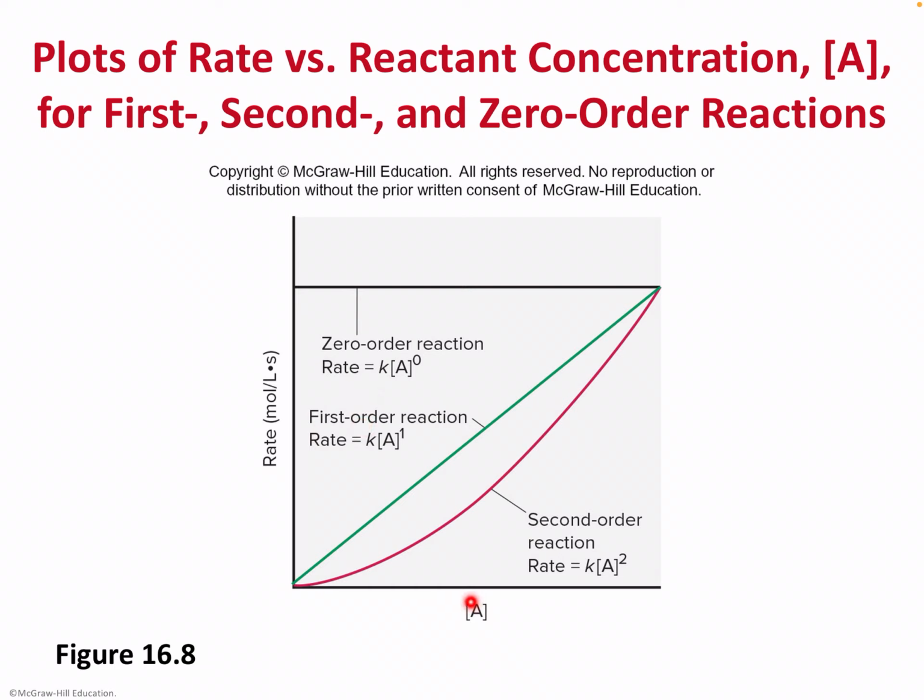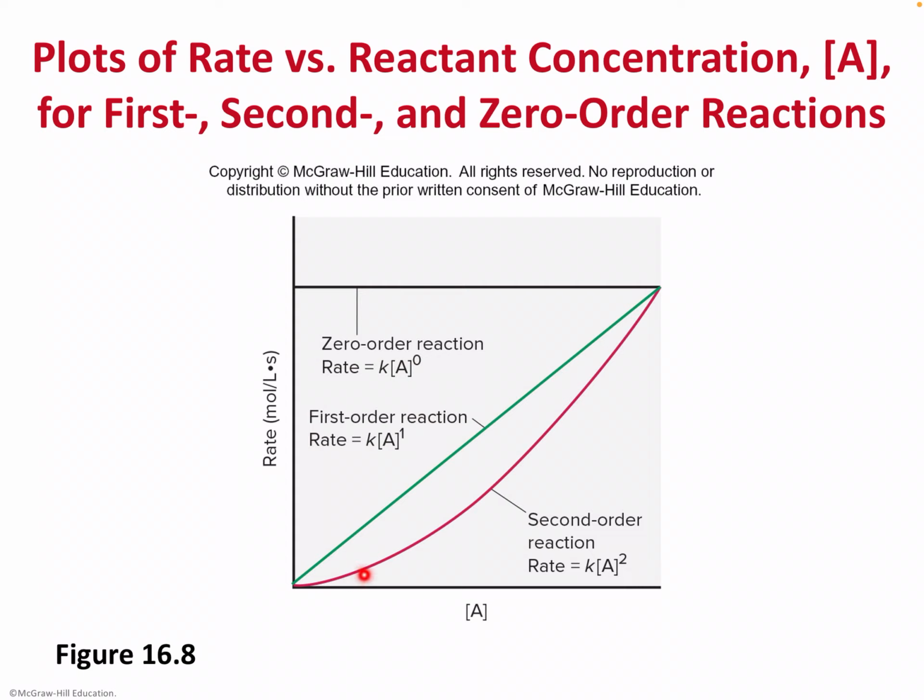Now for a first order reaction, as the concentration doubles, rate doubles. So it is a linear relationship, first order reaction. So we can write rate equals k, the rate constant, times [A], the reactant concentration, raised to the power 1, which is a first order reaction. And this is how we represent a zero order reaction, A raised to the power 0.